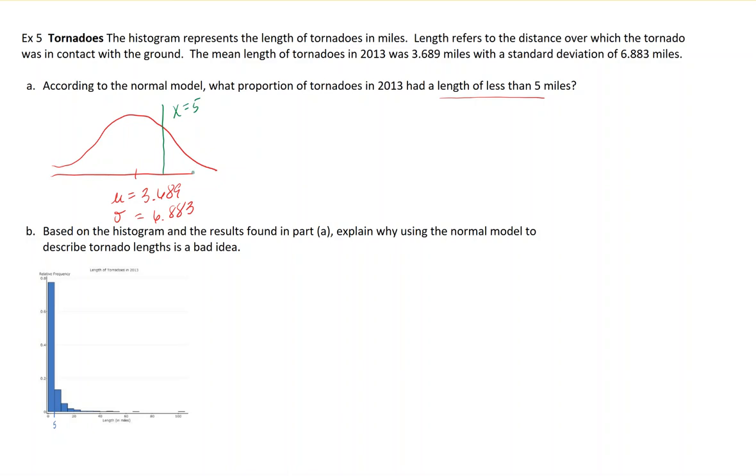Now remember, my x-axis here is the length in miles, and I want to know what proportion of those tornadoes were less than that. So I'm looking to shade to the left over here. My probability question says, what's the probability that I have a tornado on the ground less than 5 miles? And we're going to use our normal calculator to find that answer.